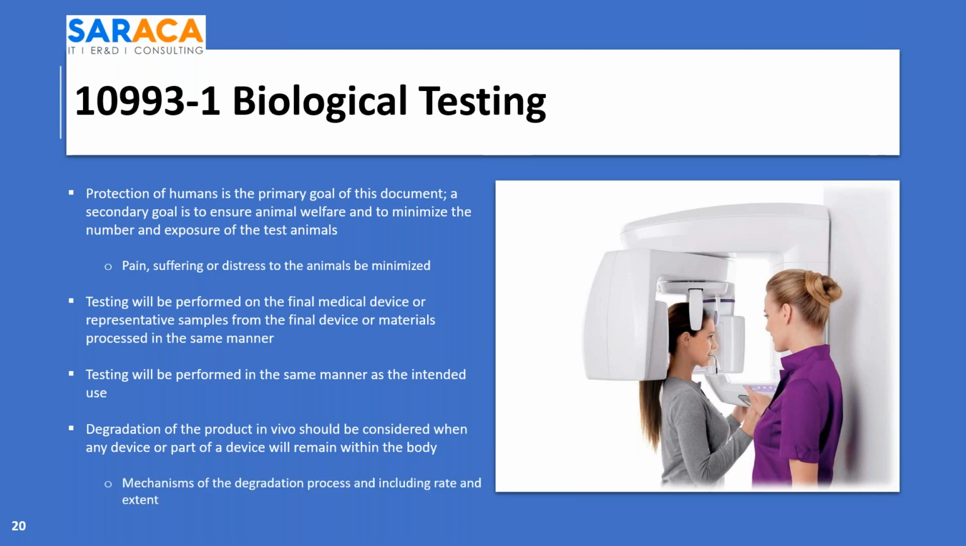Degradation of the product in vivo should be considered when any part of the device will remain within the body. The mechanisms of the degradation process, including rate and extent, shall be determined. For example, if you have a stent that's implanted into an artery that degrades over time, you need to know how that's going to perform from a biological performance standpoint. If you have a stent that's metal, what is the effect on the body fluid on that stent as it remains within that artery or vein for the length of time and the essential performance of that device?